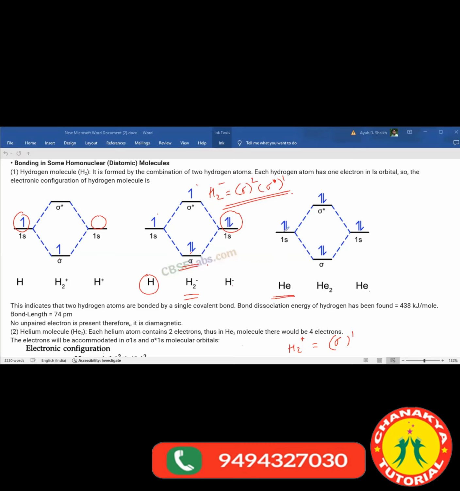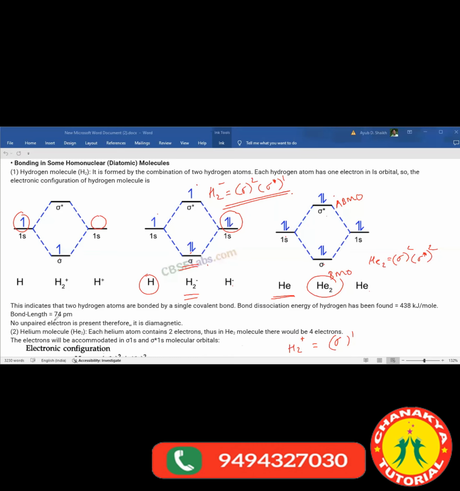And the next one, if you see the helium atom, it has a completely filled s orbital. So 1s has 2 electrons inside it, 1s2. Here are the 2 electrons, here are the 2 electrons. And when the He2 molecule forms, 2 electrons would go into the sigma and 2 electrons would go into the sigma star. So this is the bonding molecular orbital and this is the anti-bonding molecular orbital. Its electronic configuration for the He2 molecule would be sigma with 2 electrons and sigma star also with 2 electrons. Clear? Understood these diagrams or not?